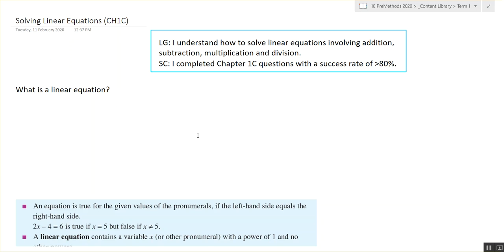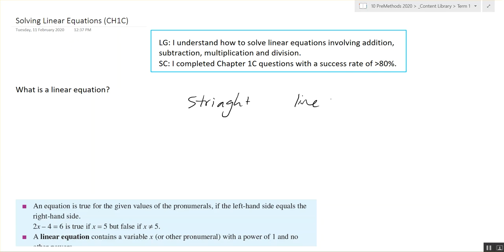Anyone know what a linear equation is? If someone on the side of the road asked you what a linear equation is, what would you say? It could have an x and a y. What's happening with the x and the y? There's a relationship between x and y.